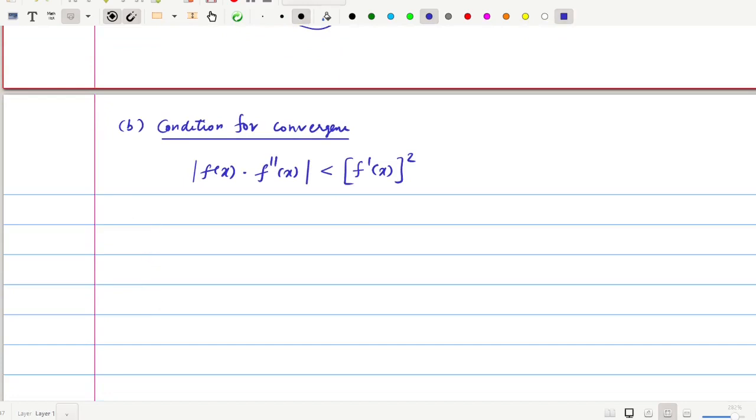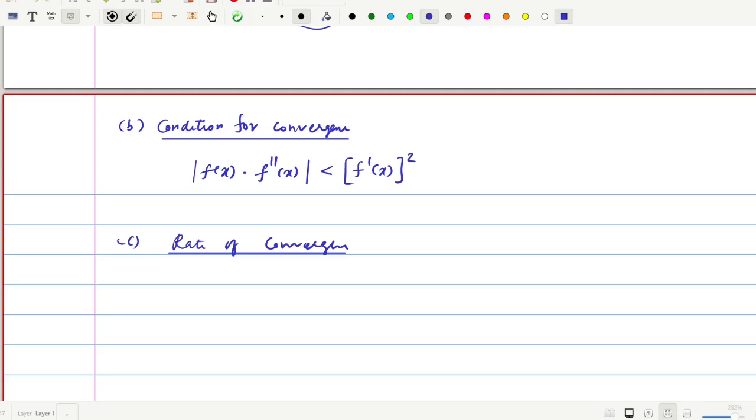And finally we have the third remark, which is the rate of convergence. This is the condition for convergence. Next we will consider the rate of convergence, which is defined in terms of f and the derivatives of f; you can get the rate of convergence from them.